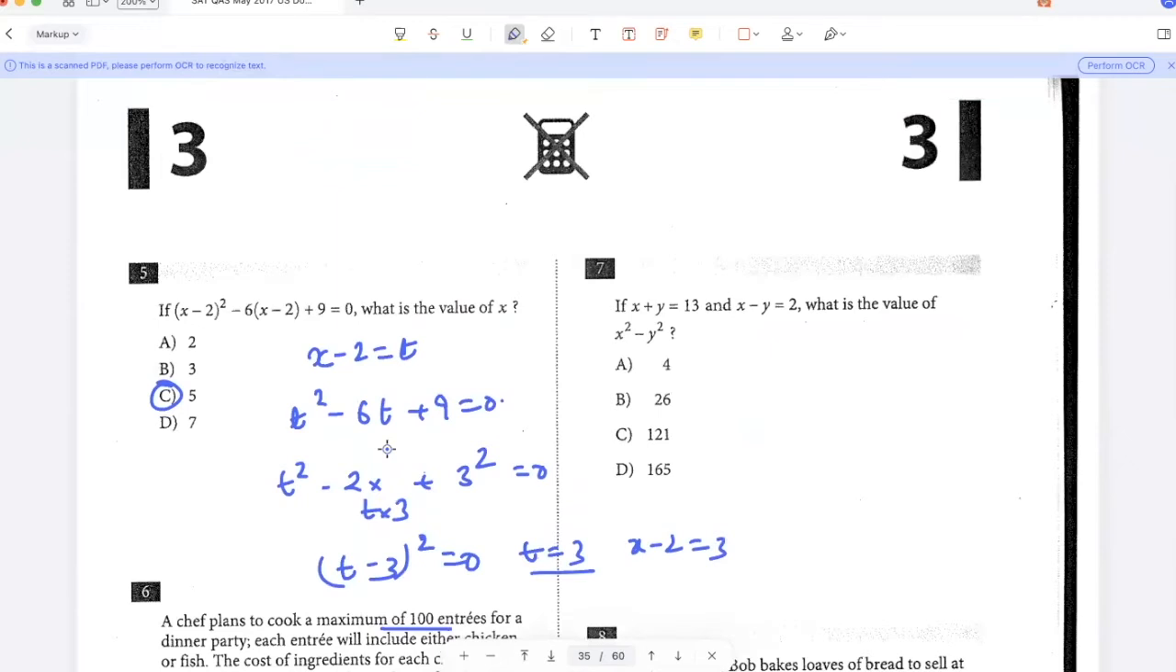If x plus y is 13 and x minus y is 2, what is x squared minus y squared? So x squared minus y squared is (x plus y) times (x minus y). So 13 times 2, which is 26.